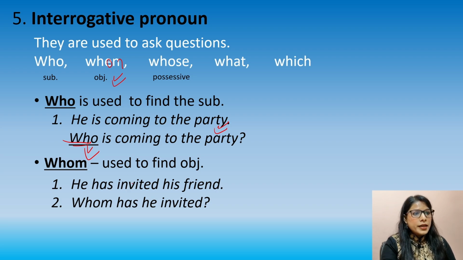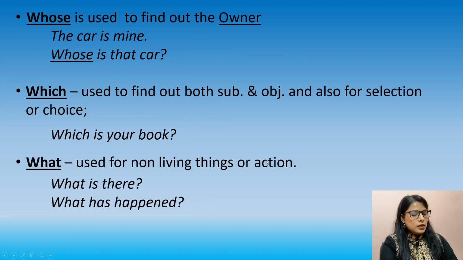Okay, he has invited his friend. तो question क्या होगा? Interrogative में who नहीं आएगा because we always use who as a subject interrogation and whom we use as an object interrogation sentence. So whom has he invited? Whose is used to find out the owner. अब find out the owner means कि किसकी कार है. तो the car is mine, मेरी कार है. तो whose is that car?